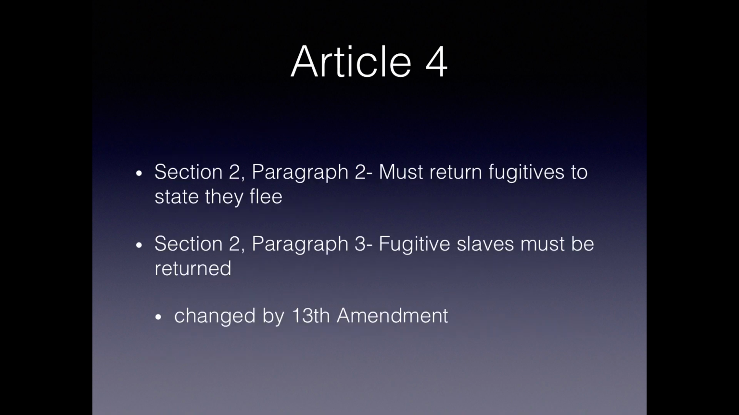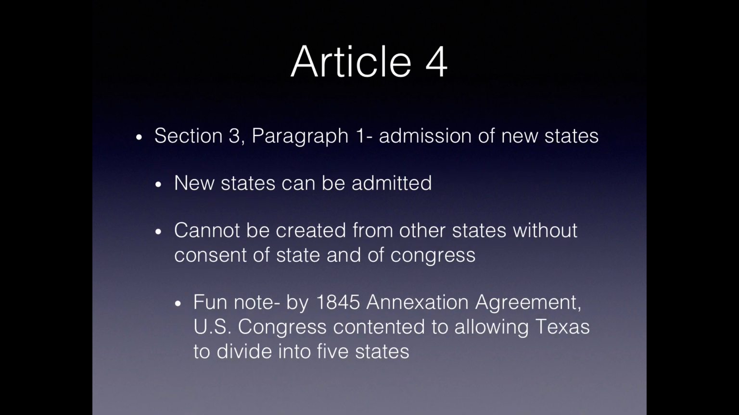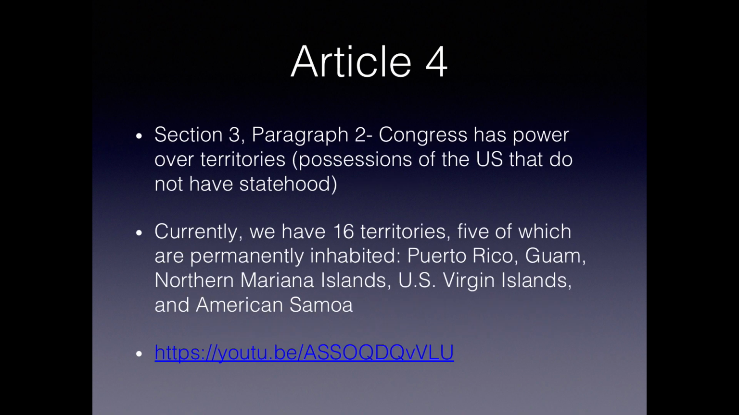Okay. Article 4 also has the fugitives have to be returned, and it also had the fugitive slave clause, which said that if a slave ran, it had to be returned. Article 4 deals with admission of new states. When can they be admitted? How can that happen? It also gave power to Congress over territories.